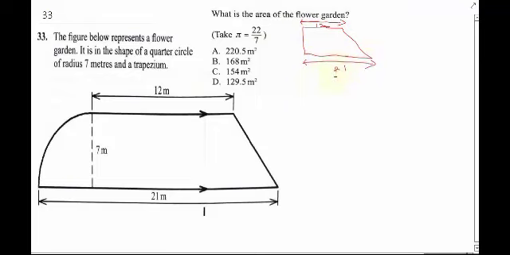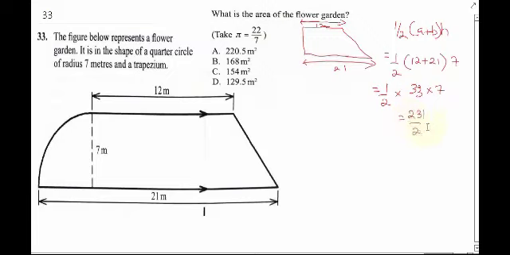21. Now, for the trapezium, the area is going to be half times the sum of parallel sides times height. So this is going to be half times 12 plus 21 multiplied by the height, which is 7. This is the same thing as half times 33 times 7. When you multiply, 33 times 7 is 231 divided by 2, which is going to give us 115.5. Now, I'll put my area, that's meters squared.